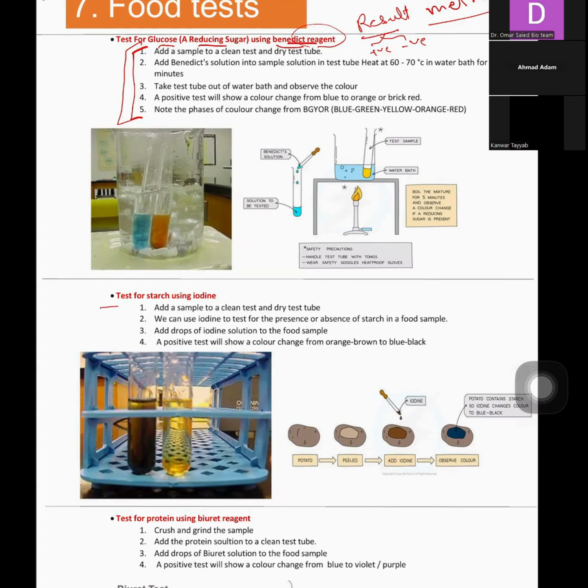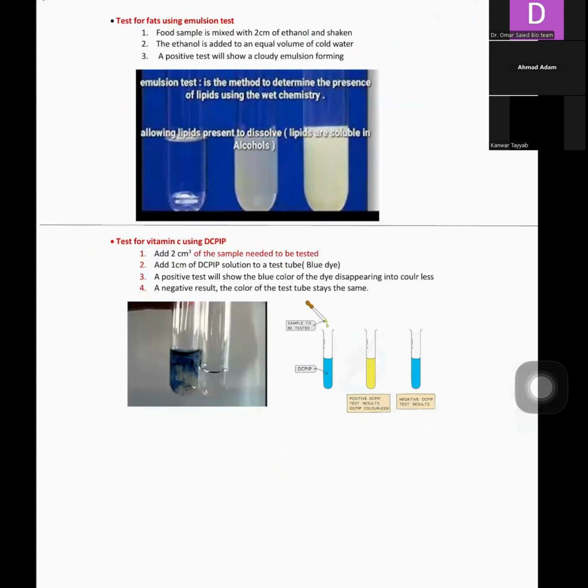Next, test for starch. Add a sample to a clean and dry test tube. Then use iodine solution and always try to mention quantities, for example add 2 ml, add 1 ml, and so on. Add 3 drops of iodine solution. A positive test always gives you a color, a negative test gives you another color. Test for protein. I will share with you the tests, and of course, you know them. We're going for the most important parts.